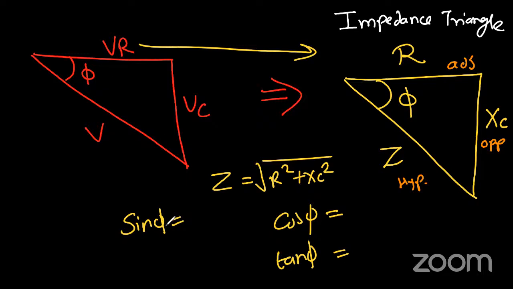Ayush has written sin phi. What is sin phi? Opposite upon hypotenuse, so x_C by Z. Cos phi is adjacent upon hypotenuse, so it's R by Z. And tan phi is opposite upon adjacent, so it's x_C by R. So Vedant is perfectly correct. Ayush correct. Gaurav correct.